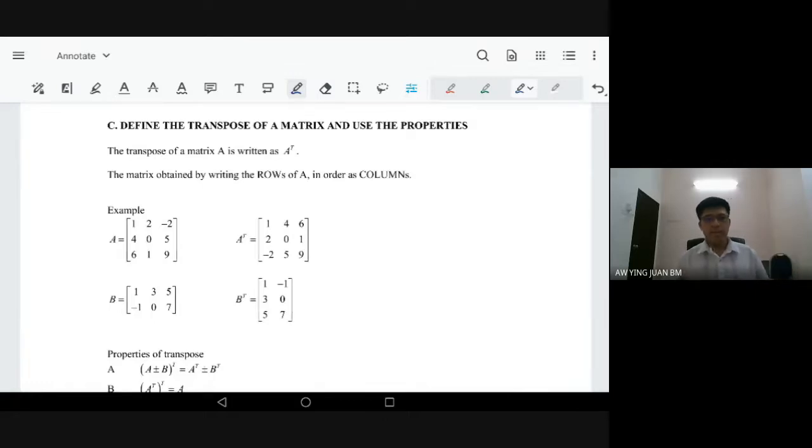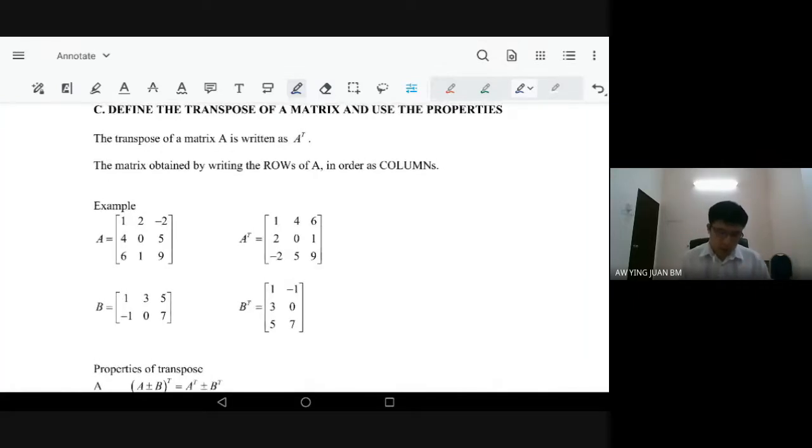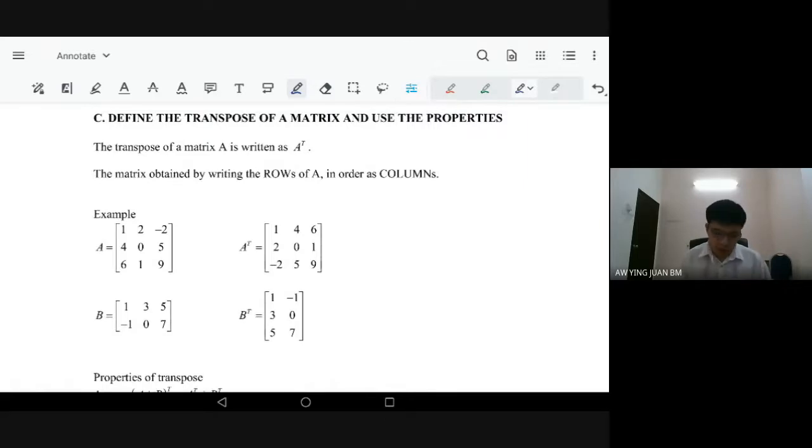So part C, define the transpose of a matrix and use the properties. So that is the objective. What you have to do is try to understand the meaning of transpose. So now the objective is to understand the meaning of the transpose of a matrix. The transpose of a matrix A is written as A transpose. So what does it mean by transpose? The matrix obtained by writing the rows of A in order as columns.